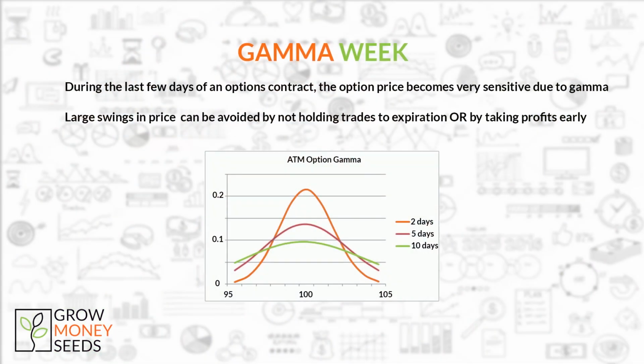It is useful to know about gamma, as there's something called gamma risk or gamma week. During the last few days of an options contract, the option price becomes very sensitive to small movements in the price of an underlying asset. Therefore, it generally means we do not want to hold options to expiration, and taking profits earlier can lead to better returns and reduce risk.